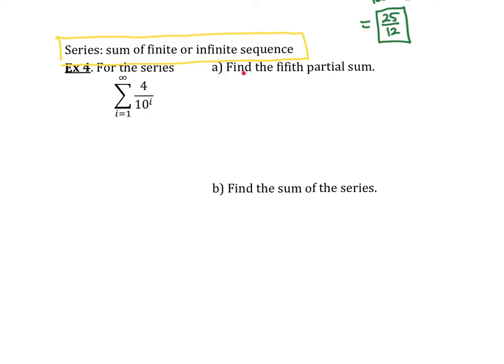Okay, so for A, it tells me to find the fifth partial sum. So when I say fifth partial sum, it means they don't want me to do the entire infinite sum. They want me to stop when I get to I equals 5. Oh, I spelled fifth wrong. And I don't even think I'm going to change it. Okay, so let me set this up. I'm still going to start at I equals 1, but because I only want the fifth partial sum, I'm going to stop at 5.